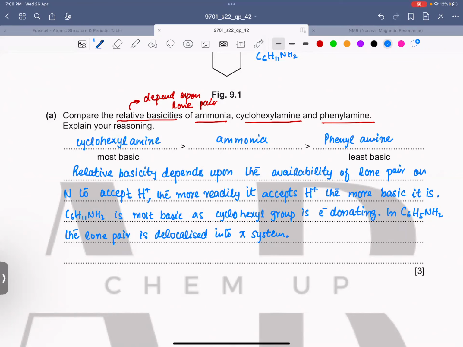I didn't write that over here. Otherwise, if you don't write that first point, then you have to write that it's most basic as cyclohexyl is electron donating. So the lone pair is more readily available on the nitrogen in cyclohexyl to accept the H positive ion. And then after this, I would write that the lone pair is less likely available on the nitrogen to accept the hydrogen ion. So I have to write these points over there then.